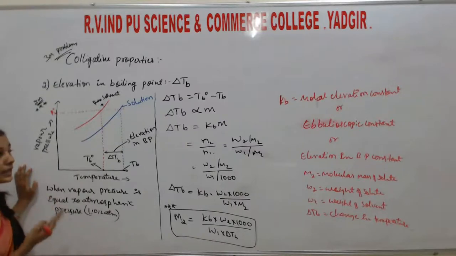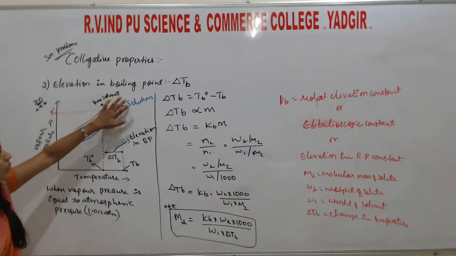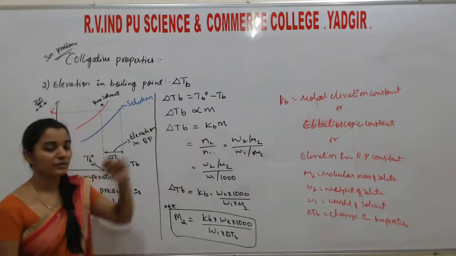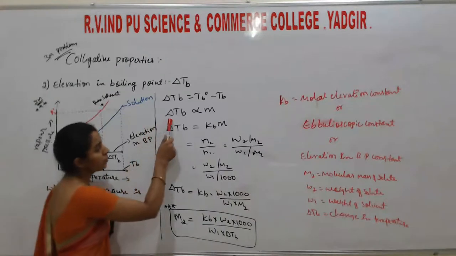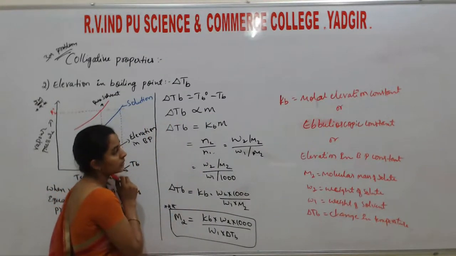What is KB called in the colligative properties and in the elevation in boiling point? Okay, the importance and significance of KB is important. So what does that KB say? As I told you, delta TB is directly proportional to molal concentration.